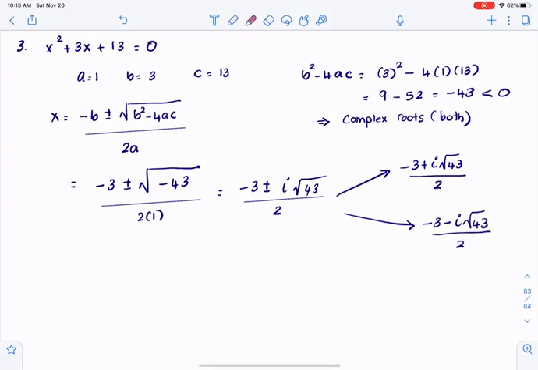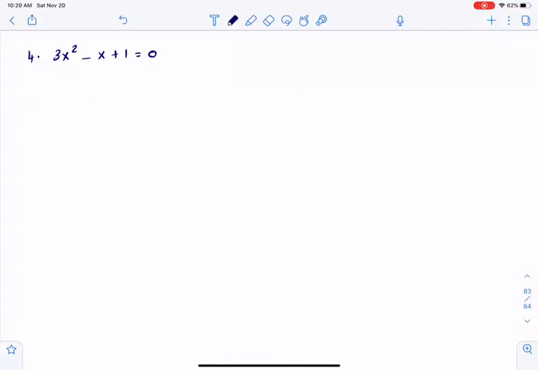If one of them has a plus between the real and imaginary parts, the other one will have a minus. So the plus or minus is going to make our complex solutions complex conjugates of each other. So this is a case where we have a to be 3, and it is not equal to 1.